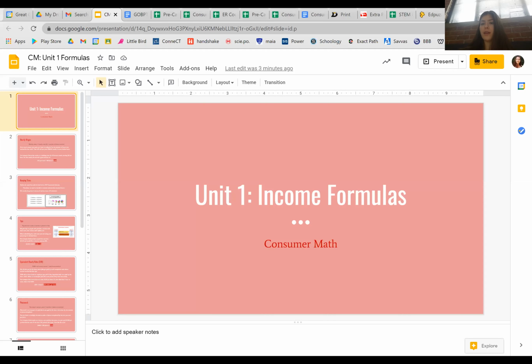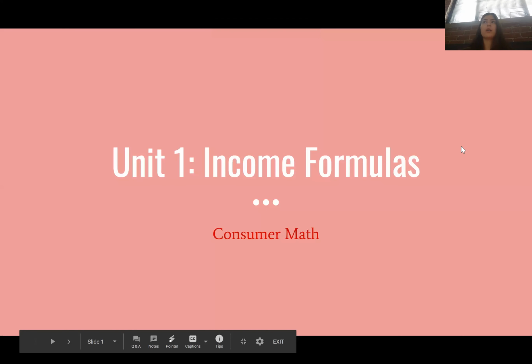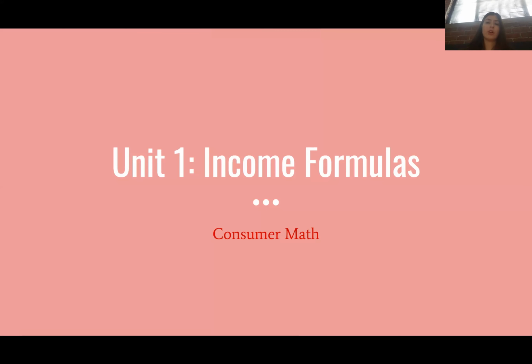All right, cool. So let me start presenting. Unit 1, income formulas, right? Unit 1 has been all about employment and income. The first half of the unit, we talked about getting a job, resumes, interviews, all of that good stuff. And then for the second part of the unit, we went into money math, right? We started calculating income, different types of wages. So that's what we're going to be taking a look at right now, all of the different formulas that we have to calculate wages.